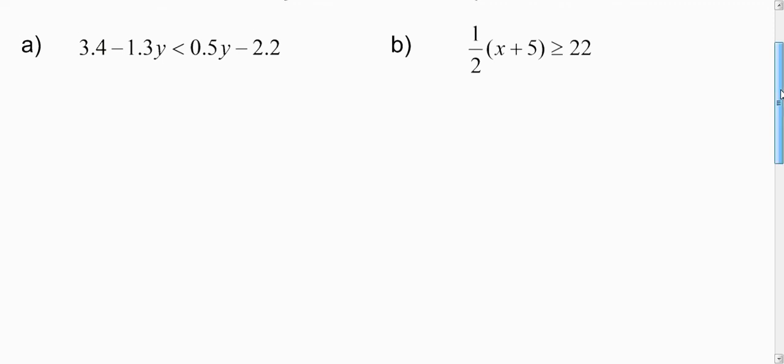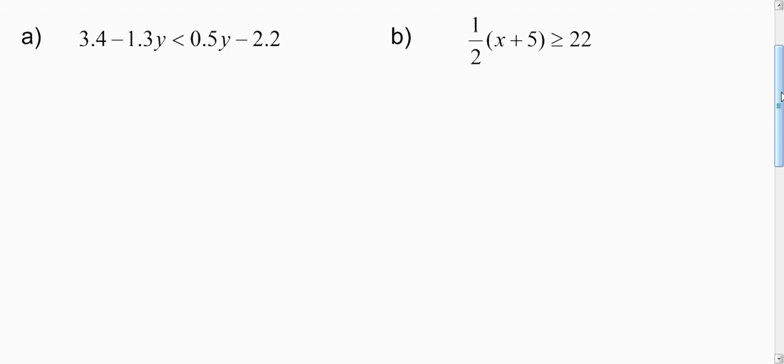So the first example. Okay, in the first example, we have y's on both sides of the inequality. And so we want to get all of the y's together, but make sure that they are positive if possible. So I notice that I have a negative on the left and positive on the right. So I'm going to move the negative 1.3 to the other side of the inequality. So it stays positive, or becomes positive, I guess. So now we have 3.4y is less than 1.8y minus 2.2.